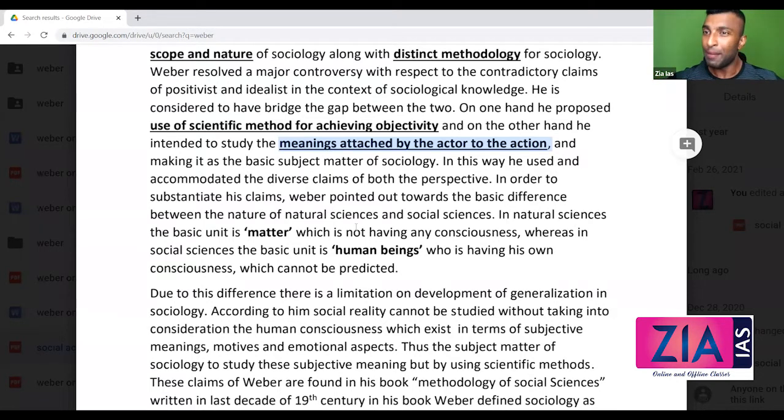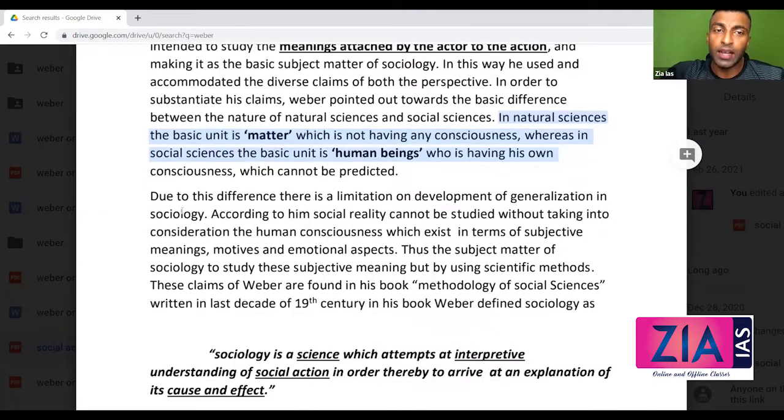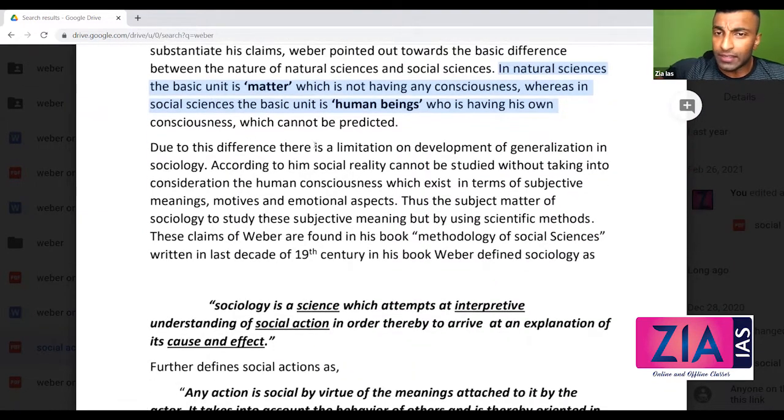That's the main problem. Matter, you see, take water: you boil it at 100 degrees Celsius, you know what is going to happen. You can predict it. You freeze it at 0 degrees Celsius, you know what is going to happen, right? Easy, but that's not the case with human beings. So that's what I explained here. Natural science's basic unit is matter, which does not have consciousness. Okay, due to this difference, there is a limitation on the development of generalization in sociology like in natural science, but we do generalize.